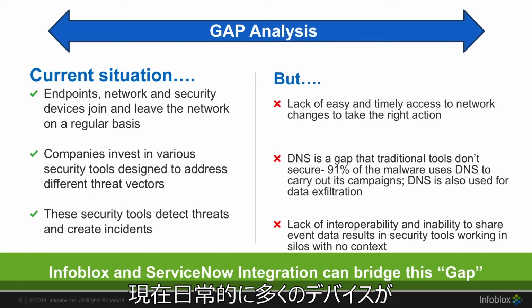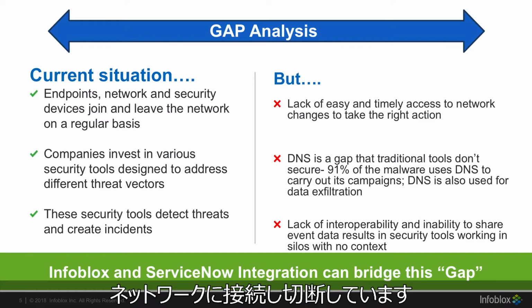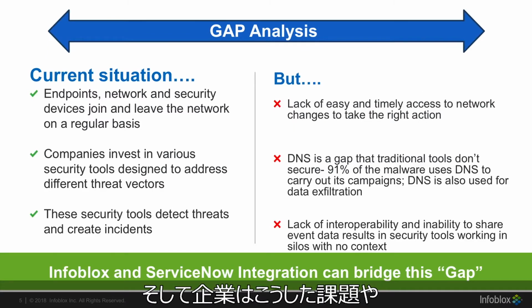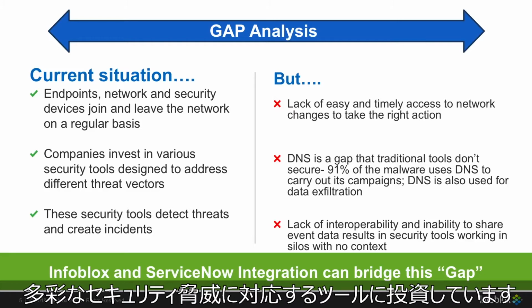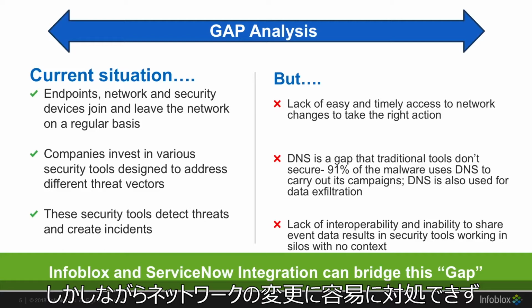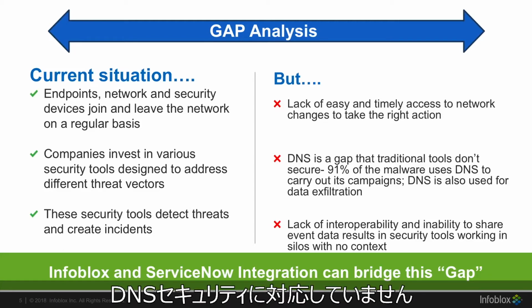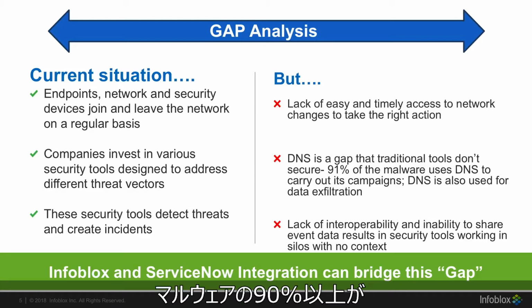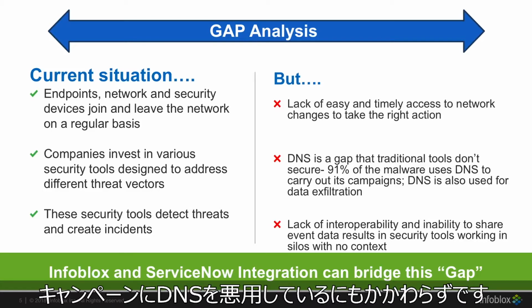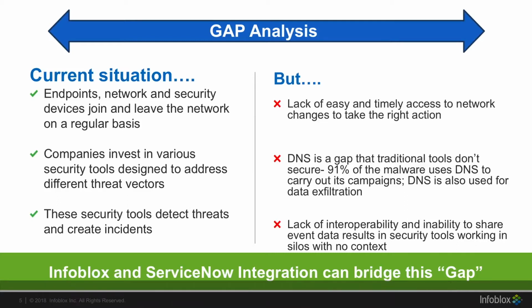Currently, there are many devices that join and leave the network on a regular basis, and companies are investing into tools designed to address this issue and to address different security threats. However, there is a lack of easy access to network changes, and DNS security is a gap that many security tools don't secure, even when more than 90% of malware uses DNS to carry out its campaigns.